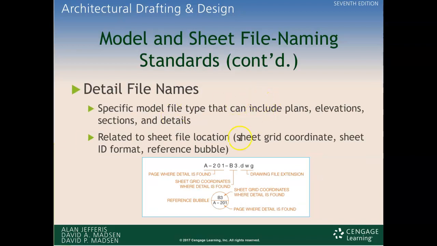Detail file names, where the page is found in A02, and then you're going to see something called a reference bubble. On a drawing, if you're referencing a little part that you're going to find also on the floor plan, you make a little designation where it's found, V3, and what page. We'll talk more about those later when we get into specifics.